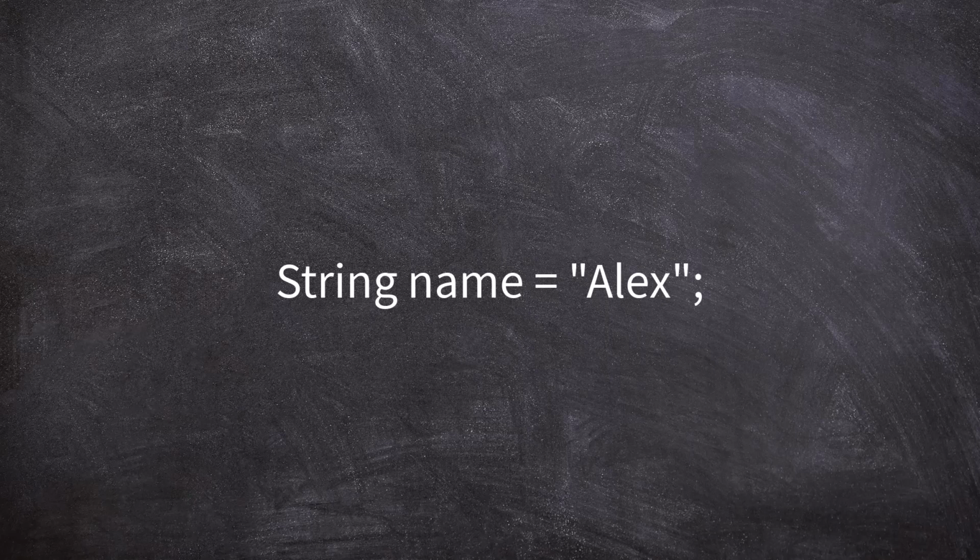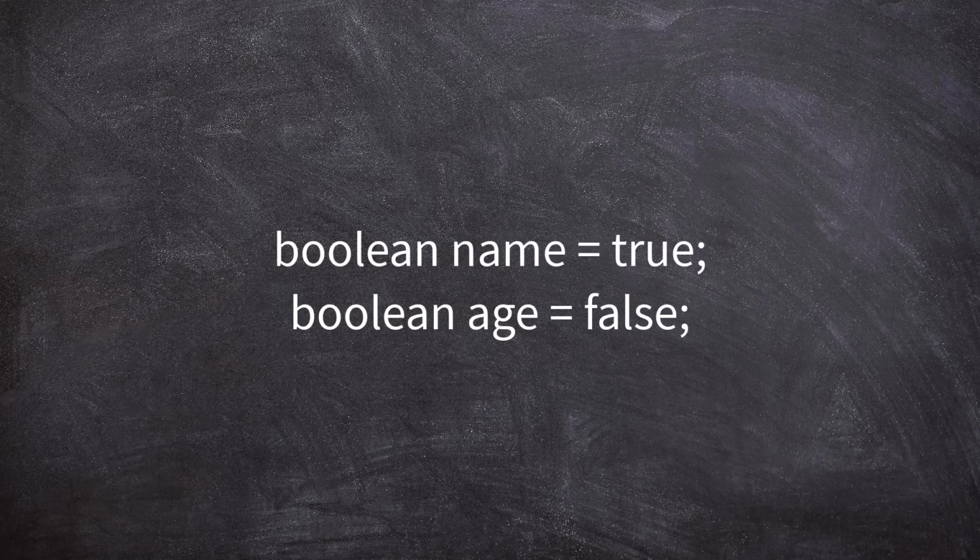We also have the boolean type. A boolean can only have two possible values, true or false. This is super useful for things like checking if a user is logged in, or if a button has been pressed. There are a few other types too, but most of the time you'll use int, double, String, and boolean when starting out.